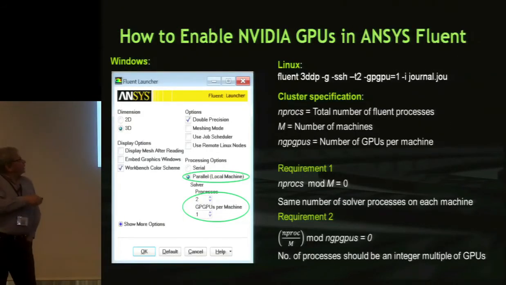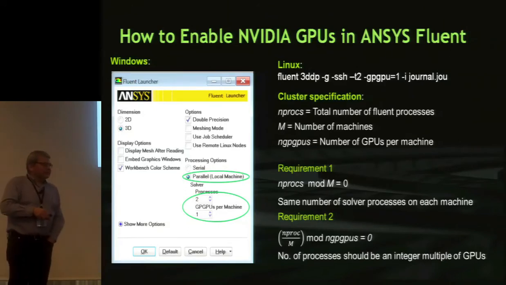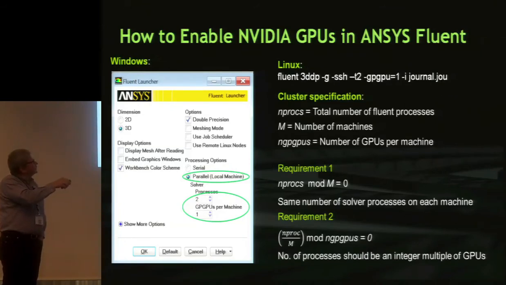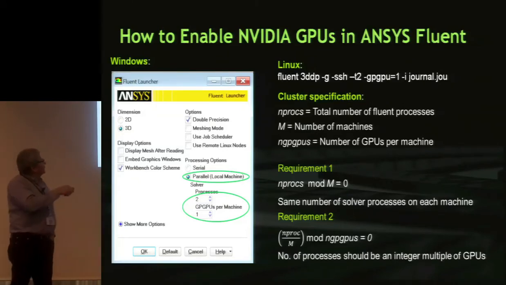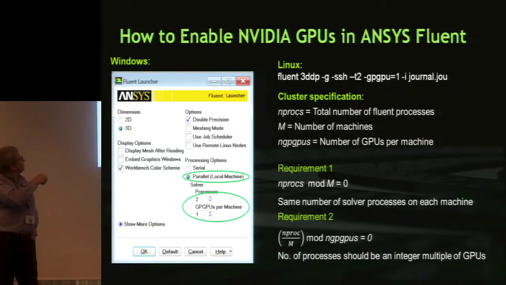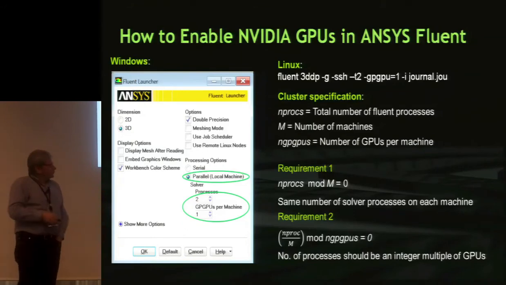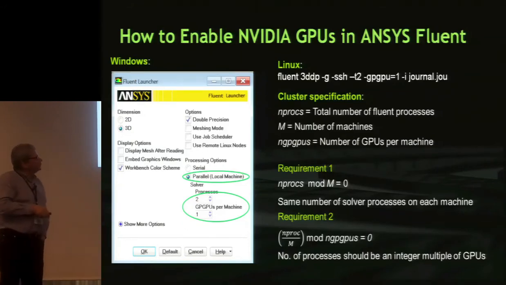So, how to enable the NVIDIA GPUs in ANSYS Fluent? You can do it at runtime with a Fluent call, or you can also use the Fluent Launcher in Windows. So this means 3D, double precision, and you can give the arguments: total number of Fluent processors and the number of GPUs you want to use per host.